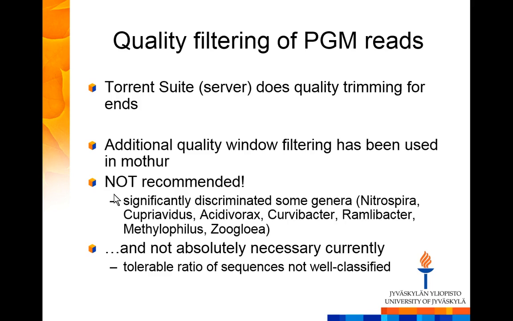And also I think the issue was probably the same for 454 data because it has the same kind of error profiles. So quality window filtering, at least with a small quality window, probably caused some systematic bias in that data as well.